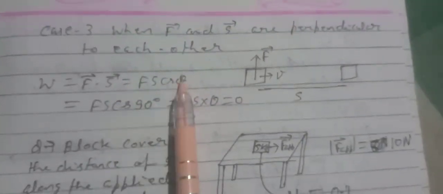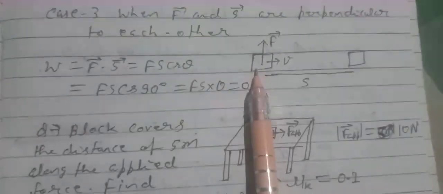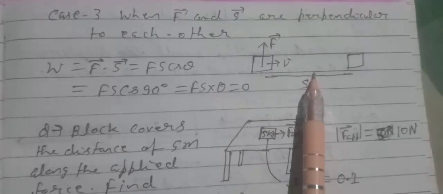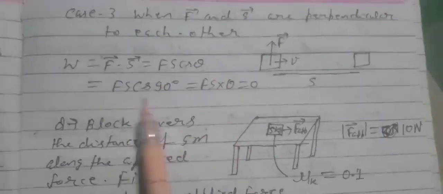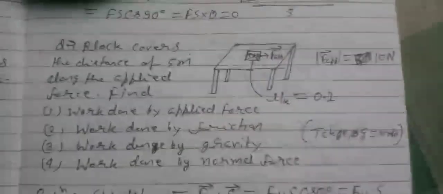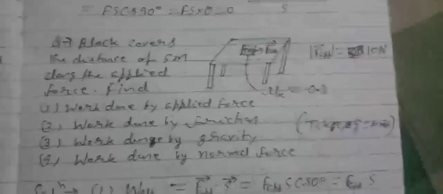where s is the displacement. Case 3: when F vector and s vector are perpendicular to each other, that is, force and displacement are perpendicular to each other. In this case, W equals F vector dot s vector equals Fs cos theta equals Fs cos 90 degrees equals Fs into 0 equals 0. So when force and displacement are perpendicular to each other, the work done by that force will be 0.